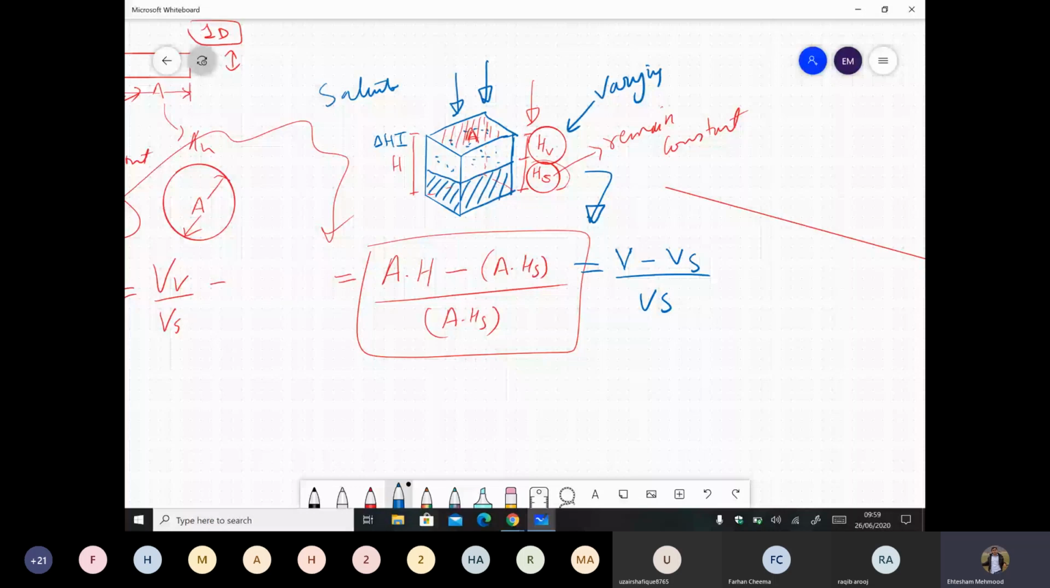Any questions? Yes, sir, then hs remains the same for us. Yes, generally hs remains the same for one consolidation test. And sir, this hs would be of our soil sample, not of an individual soil particle, right? No, it is for the soil sample. Okay, sir.